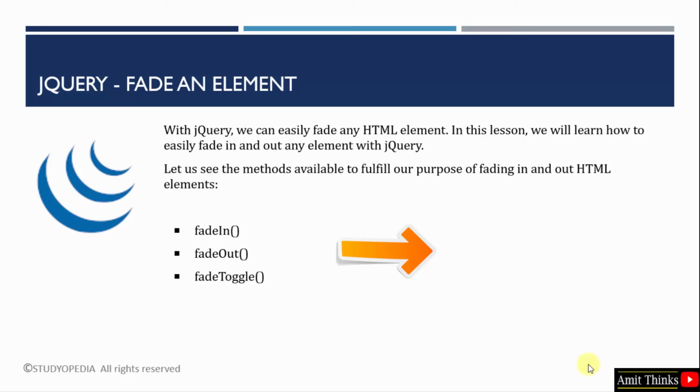For that, we'll be using the built-in jQuery methods. Here it is. To fade in, we will use the fadeIn method. To fade out, we will use the fadeOut method. And to display the toggle effect, we will use the fadeToggle method. Okay, fade in means changing the opacity from hidden to visible. Fade out means the opposite, that is from visible to hidden. And toggle means switching between them. Let's see the first method, the fadeIn method.